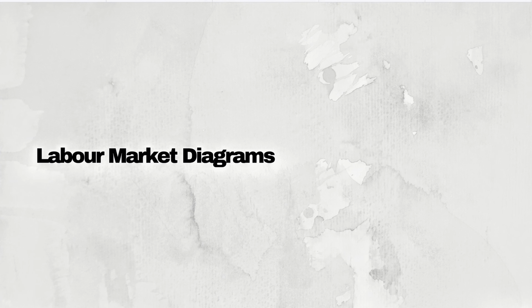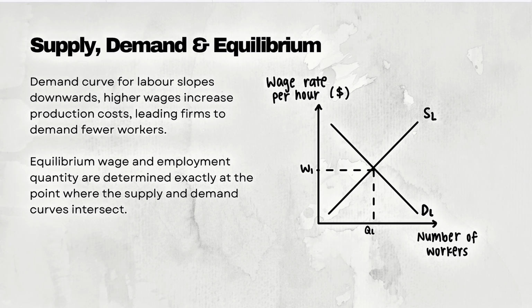Now moving on to the labor market diagrams. This is the demand and supply of labor at its equilibrium. Like any demand curve, it slopes downwards because higher wages will increase production costs, which leads to firms demanding fewer workers. And the equilibrium wage and employment quantity are determined by exactly where supply equals demand.